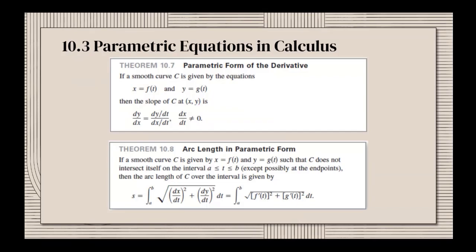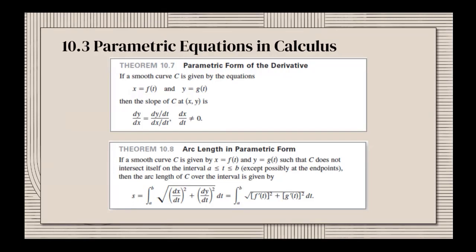So next we have more parametric equations, and this is just involving calculus as well. And so this is just talking about how to take the derivative in terms of t. So you can find dy dx using dy dt over dx dt, as long as dx dt is not equal to 0. And then we have the arc length in parametric form. So this is also very similar to our original arc length equation.